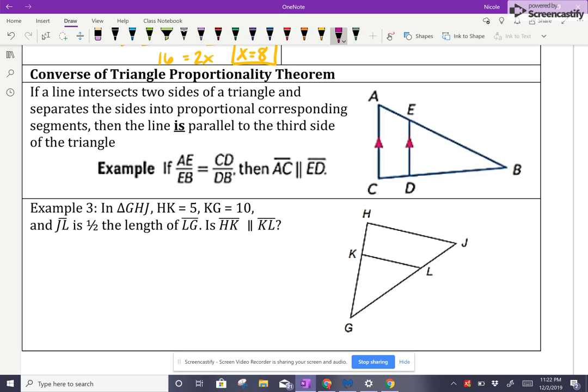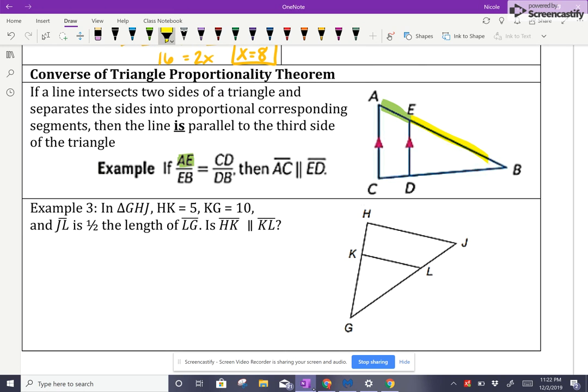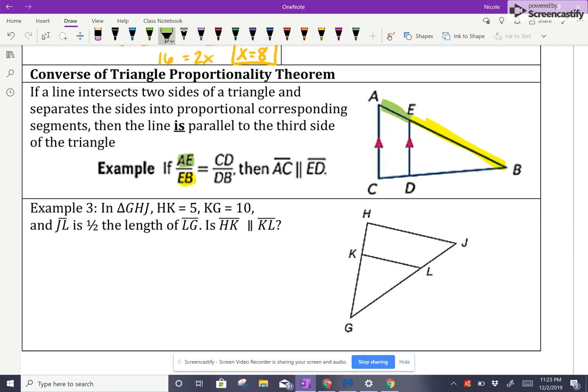Now, just like all of our theorems we've dealt with in the past, we do have a converse. So the converse of the triangle proportionality theorem states if I can prove that I have segments that are proportional, so if AE is proportional to EB, and that's equal, as I jump around on my colors, to CD over DB, then I can say that AC is parallel to ED.